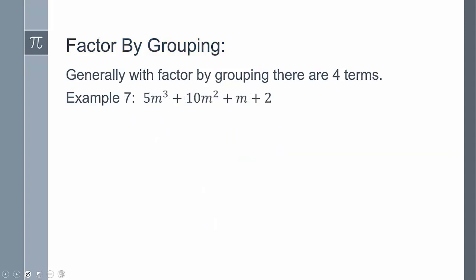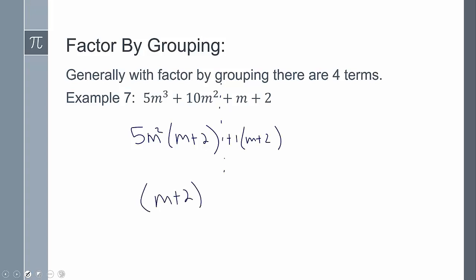Let's look at one more. So between 5m cubed and 10m squared, there's a 5 in common and an m squared. And so what's going to be left is m plus 2. And then between here is nothing, so plus 1. So I have my m plus 2. And so whatever's the same, put that in one parenthesis. Whatever's in front, so I have a 5m squared and then the plus 1. And that's my answer.